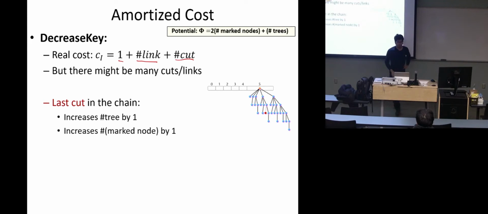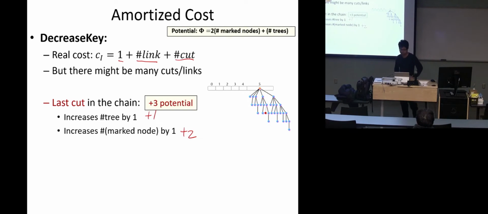So what's the potential change? Can someone tell me? Yeah, 3, it increased by 3. Because this is plus 2, this is plus 1, you get plus 3. Now, this is the important thing, why they design everything like this.